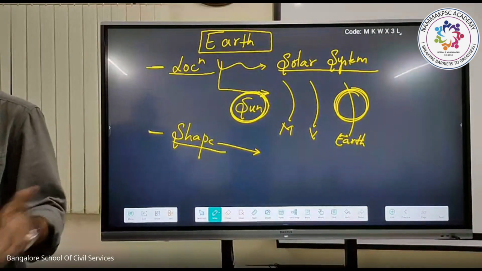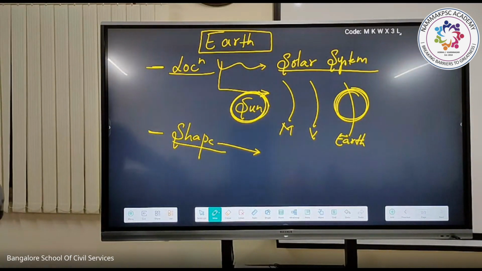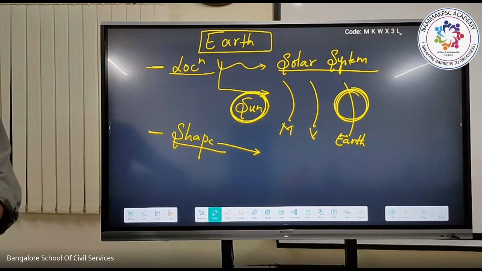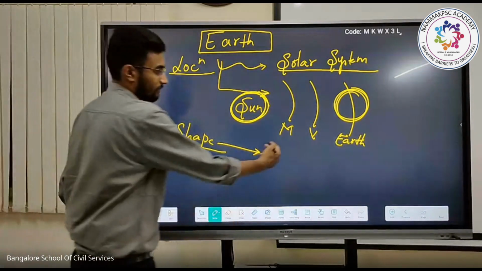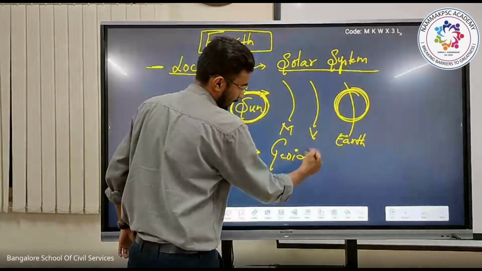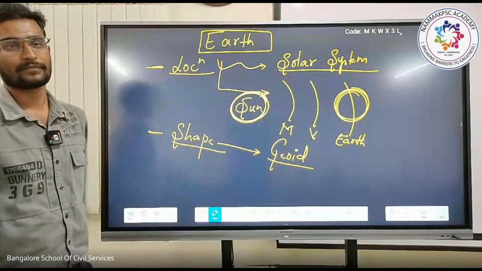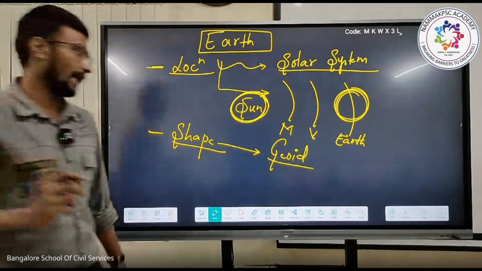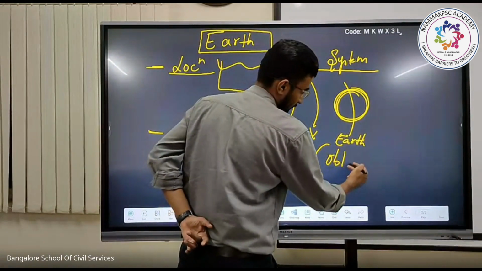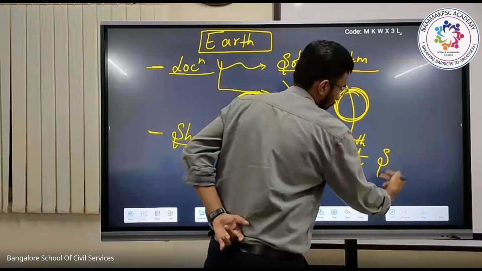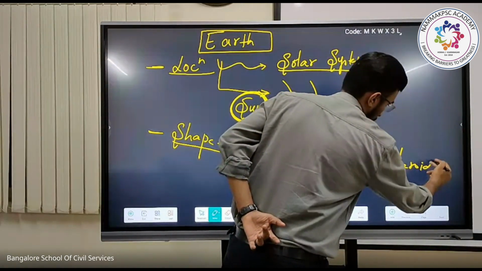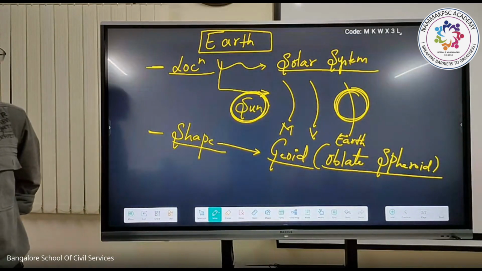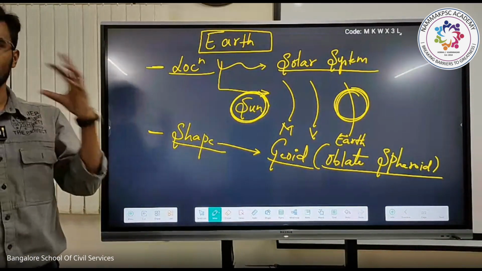Exactly, it is a geoid, or I can say it is also called an oblate spheroid. Geoid is nothing but Earth-like, an Earth-like shape. It is also called an oblate spheroid. You may be asked this in the exam.